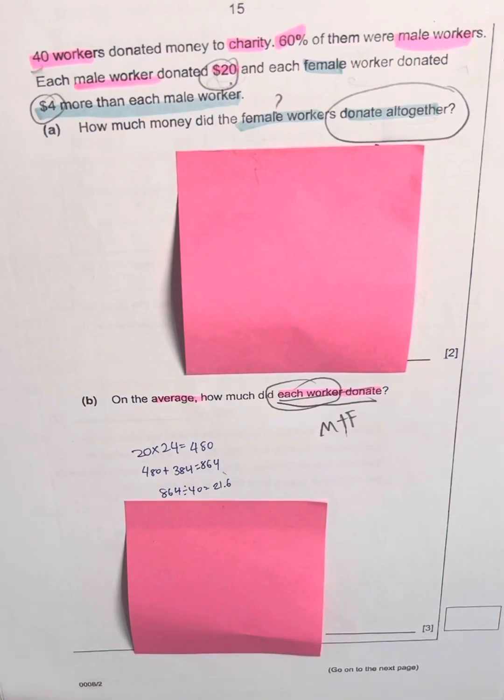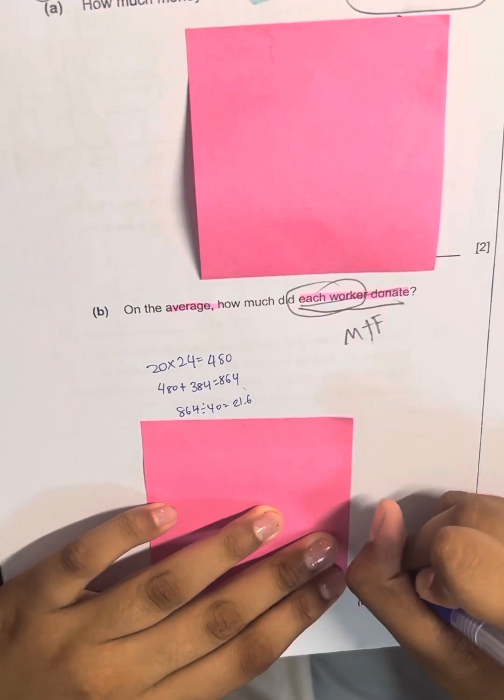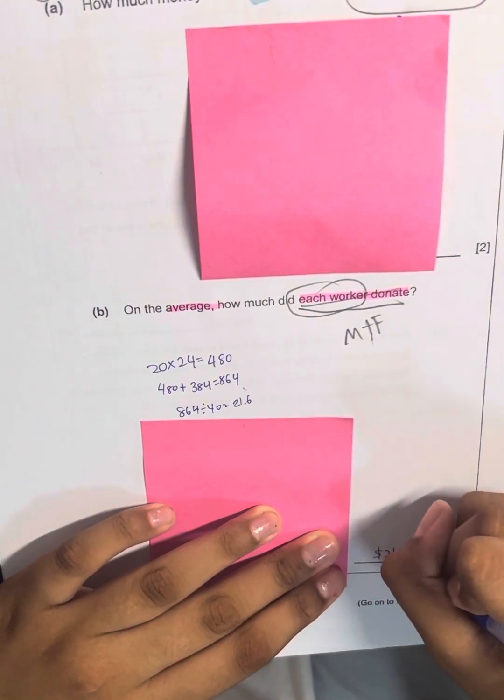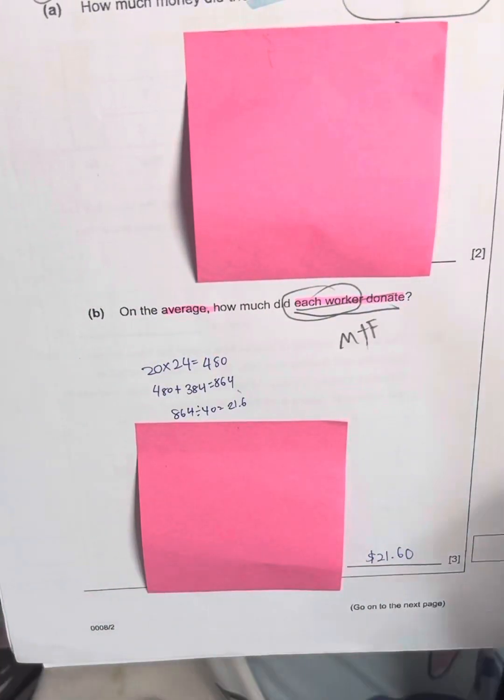$21.6, we cannot really write it that way. We have to remember to write $21.60, okay? That zero needs to be there. And that's basically how you do this question.